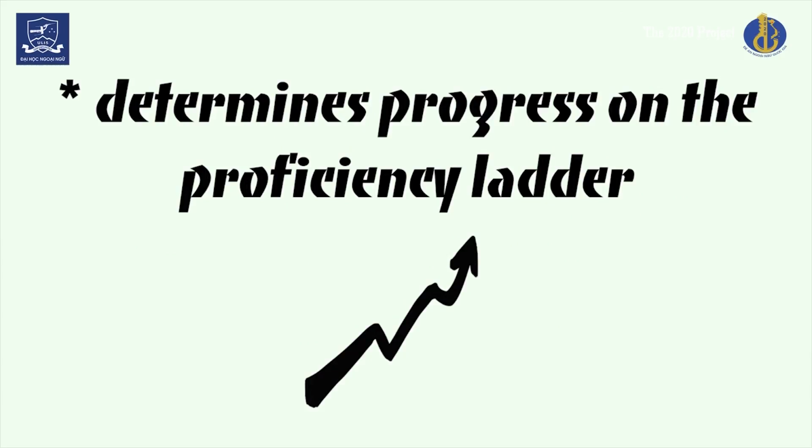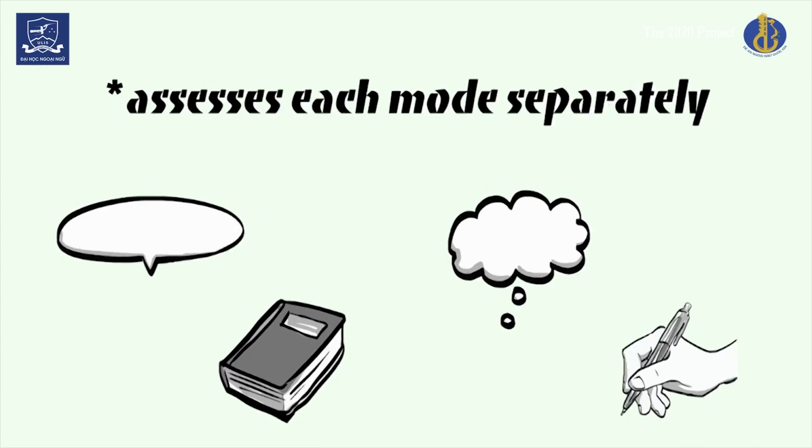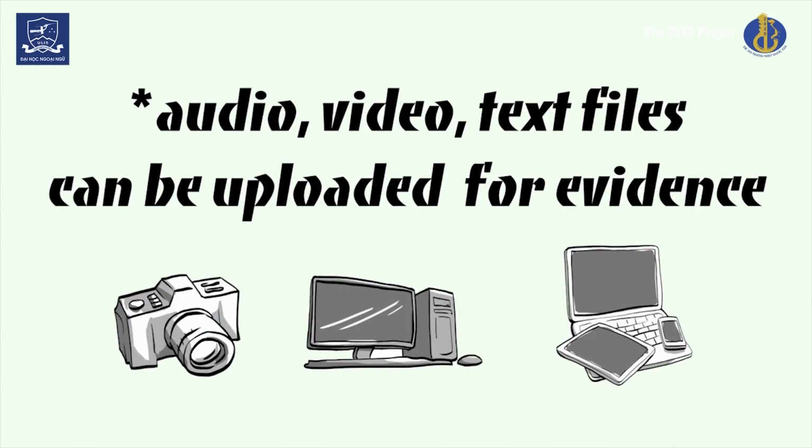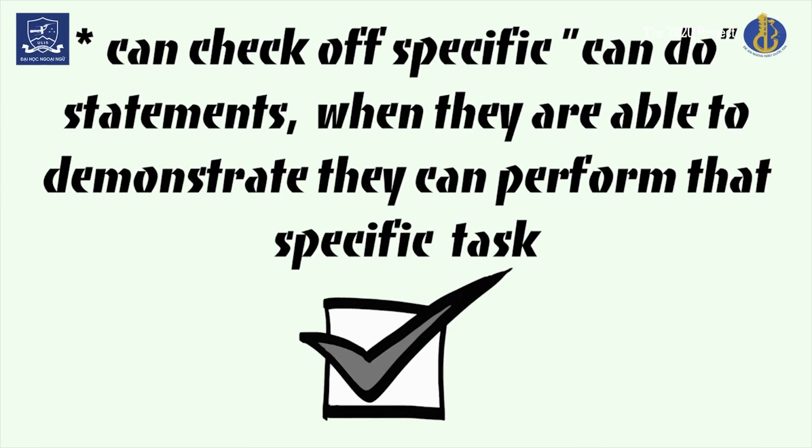It determines their progress on the proficiency ladder, assessing each mode separately. Learners can upload audio, video, or text files linked to specific can-do statements. This provides evidence of what they can do. Learners can check off specific can-do statements when they are able to demonstrate that they can perform that specific task. It is not necessary to demonstrate every task in specific order. These may differ for each learner depending on the context and their goals for learning the language.